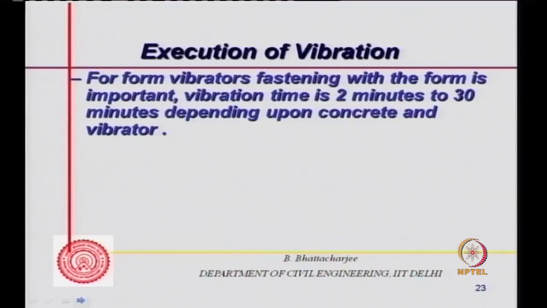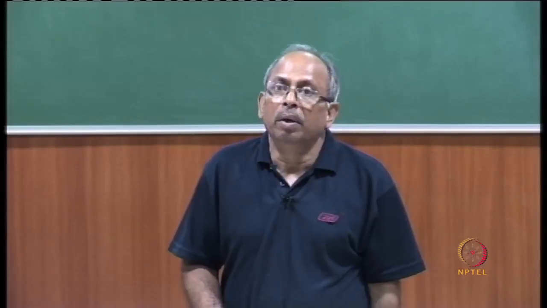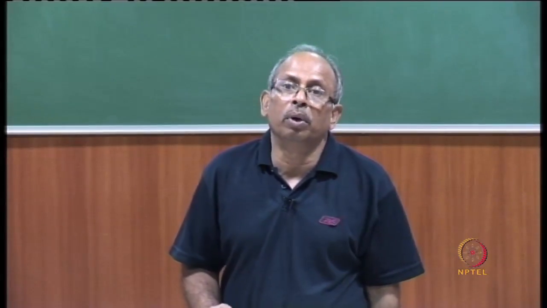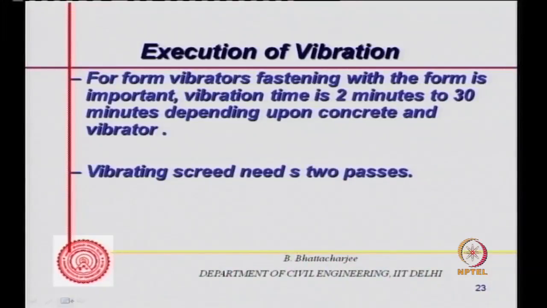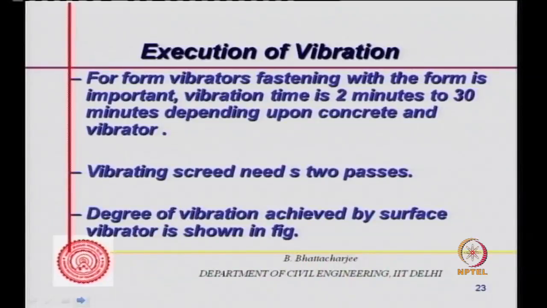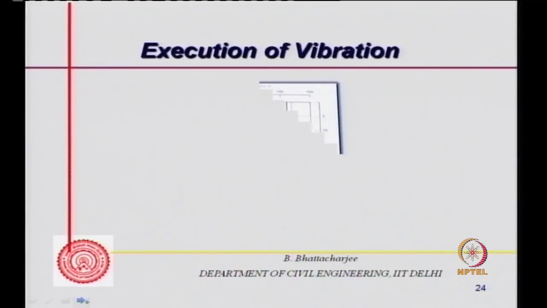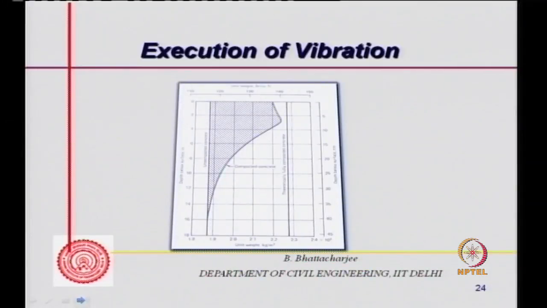For shutter vibrators, which are fastened with the form, vibration time is 2 minutes to 30 minutes depending upon the concrete and the vibrator itself. So they require a longer period of time, more energy. Screed needs of course 2 passes. The degree of vibration achieved by a surface vibrator, one can see from the figure, is only up to a certain depth, about 8-10 centimeters from the top, not really much. After that, the density reduces. Similarly, a shutter vibrator also will not go throughout the section if the section is thick.